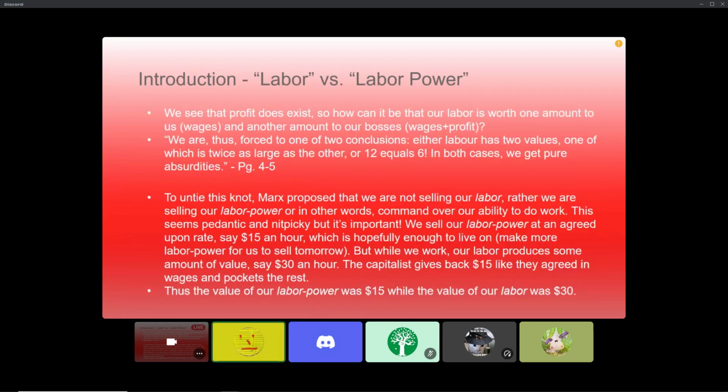Extract the surplus value. Yes, because in terms of value, the worker creates a lot more than they receive back.